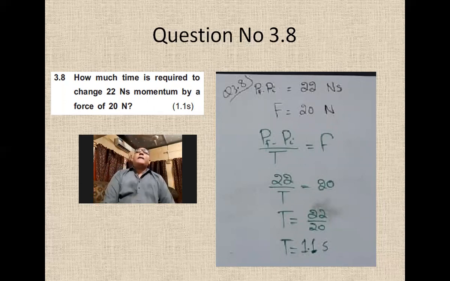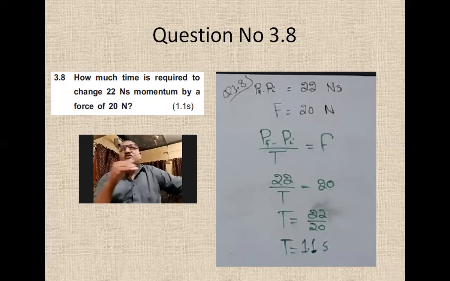You have learned that the rate of change of momentum is equal to force. This is an article in your book. The rate of change of momentum is equal to force. It means the final momentum minus the initial momentum divided by time is equal to force.